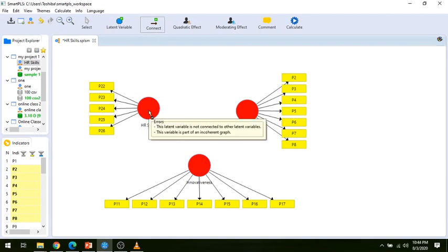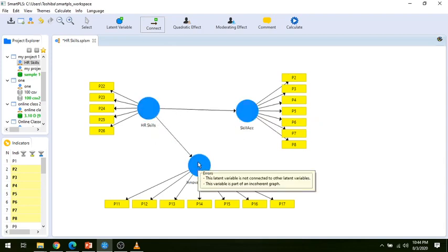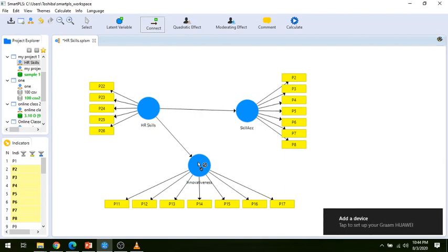Here in this model I'm saying that the HR skills predict the skill acquisition and innovativeness. So I'm making 2 arrows like this, it will become green, and innovativeness is predicting the skill acquisition like this. So I have made a correlation.